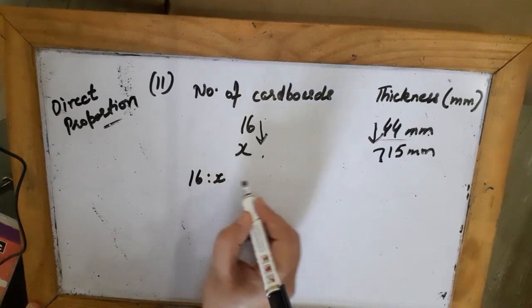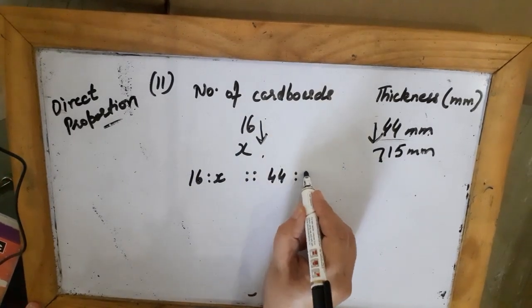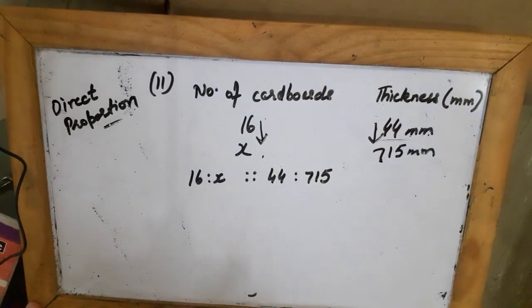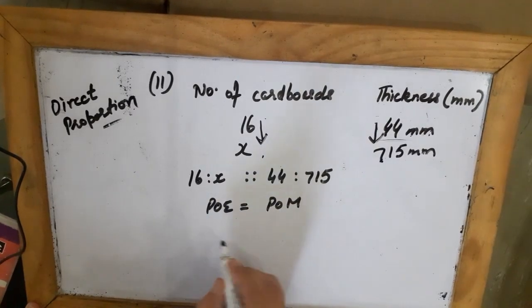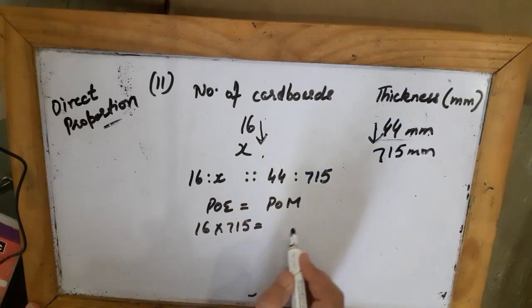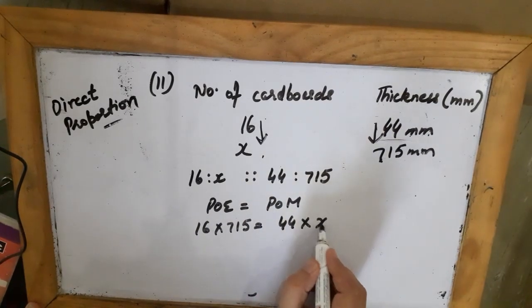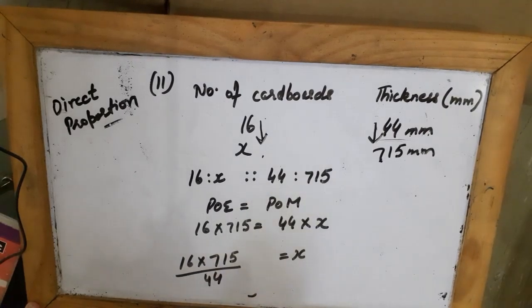So let me put this in the proportional form. 16 is to x as 44 is to 715. Now how to solve? Product of extremes is equal to product of means. So 16 into 715 is equal to 44 into x. So x will be 16 into 715 upon 44.